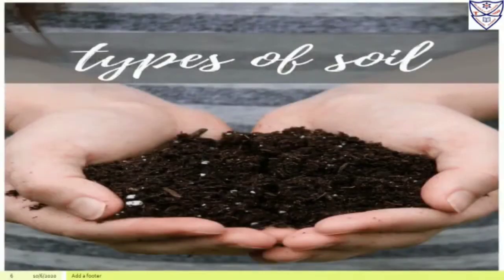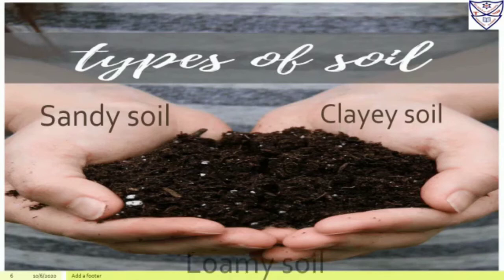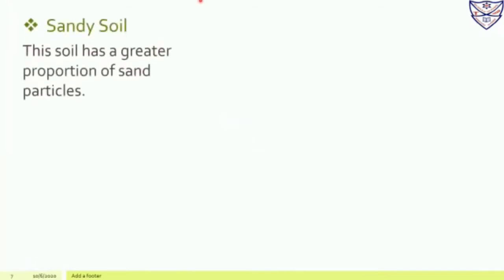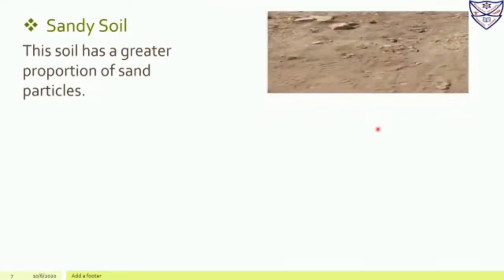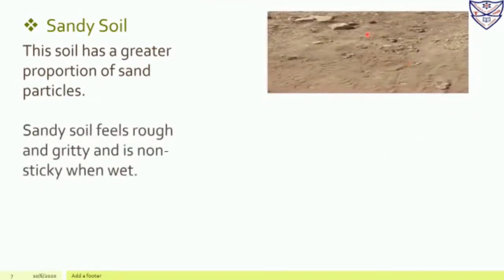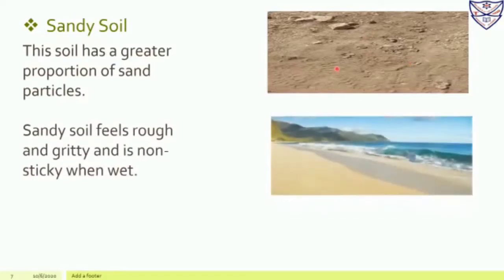Now we'll start our next topic, that is types of soil. First type is sandy soil, then next is clay soil and loamy soil. We'll start with our first topic, that is sandy soil. This soil has a greater proportion of sand particles. In this picture you can see sandy soil. It does not hold much water and drains most of it. Sandy soil feels rough and gritty and it's non-sticky when wet.